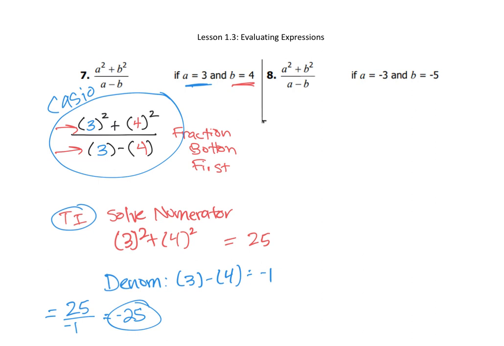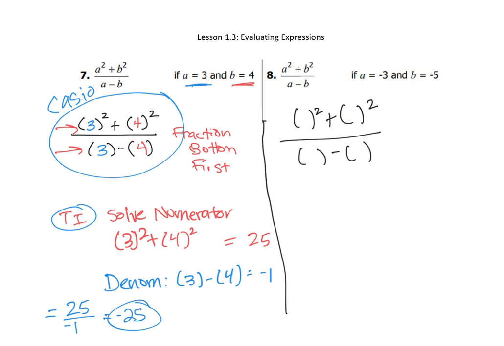On number 8, let's kind of cut this in half. Rebuild it using parentheses: a squared plus b squared over a minus b. Now we're using some negative numbers for our a and b values. A this time is negative 3, and b is negative 5. So here and here. Again, if you have a Casio, then we're going to be able to type it in exactly. Push the fraction button first, fill in your numerator, push the down arrow, fill in your denominator, and equals, and this comes out to 17.